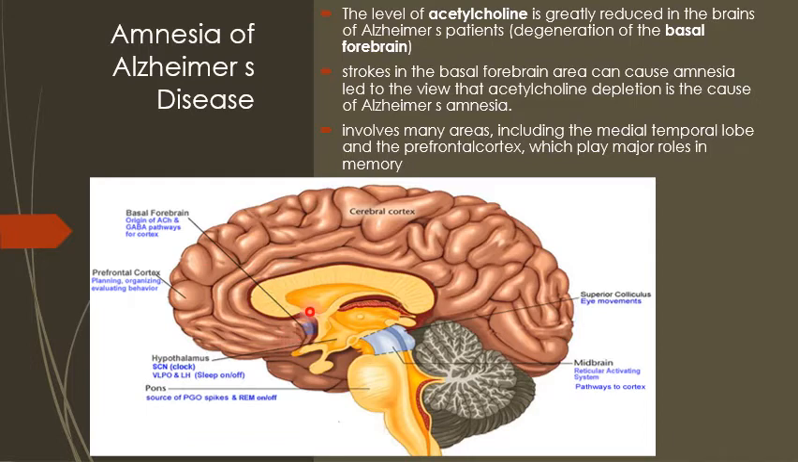However, this is a very one-dimensional view of the cause. There are still many areas involved in the amnesia of Alzheimer's disease, including the medial temporal lobe and also the prefrontal cortex. The prefrontal cortex is for planning, organizing, and evaluating behavior, and it diffuses to other areas of the brain. So it's more general and worse compared to those we previously discussed.